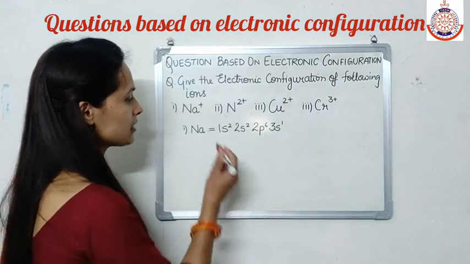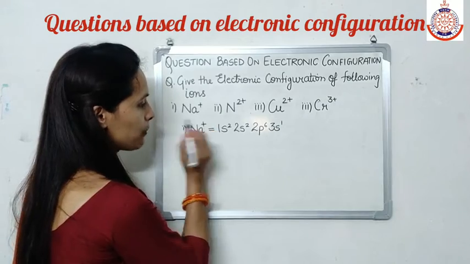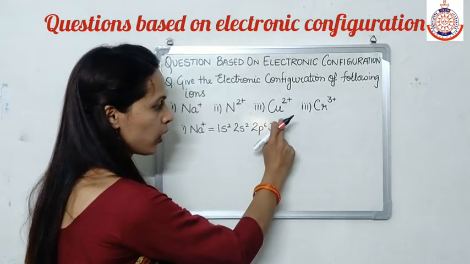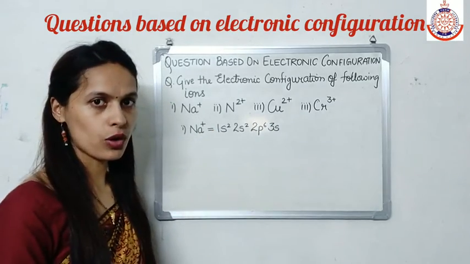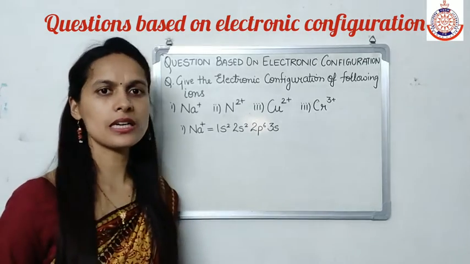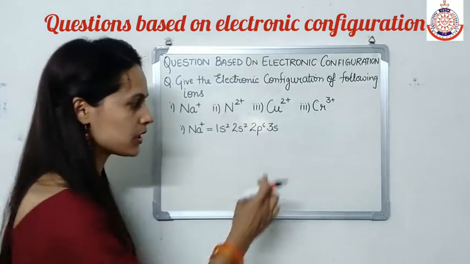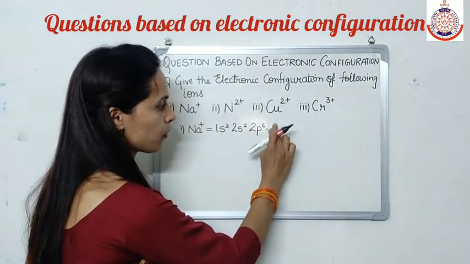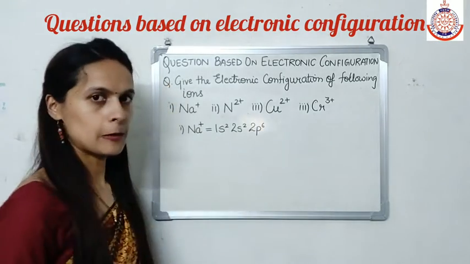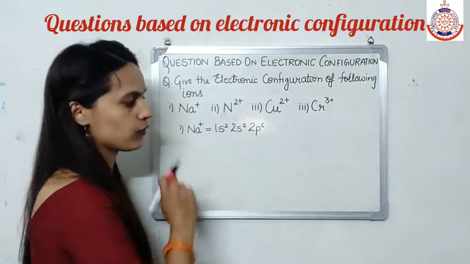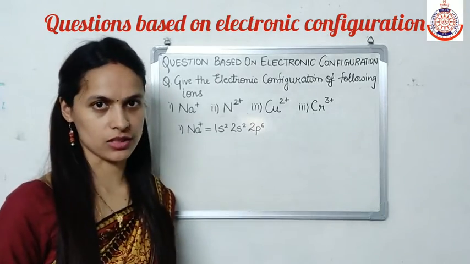So if we write the electronic configuration of Na+, we remove 1 electron from the outermost orbital, and the outermost orbital contains only 1 electron. So the outermost orbital becomes empty. Now our outermost orbital becomes 2p. So this is the electronic configuration of Na+.